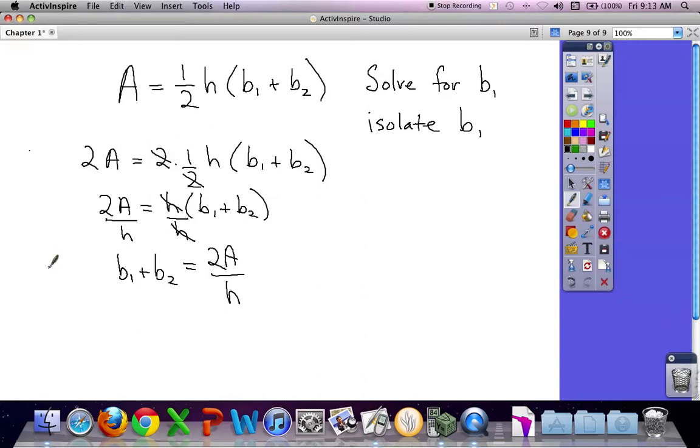And you can do that. You can flip sides, especially if you're more comfortable with the variable you're solving for being on the left side, then by all means just switch the sides of the equal sign. The equation still holds. And we're still not done. We're trying to isolate B1. What's with B1 that we need to get rid of? This B2. And how is B2 operating on that side? It's being added to B1. What's the opposite of adding? Subtracting.